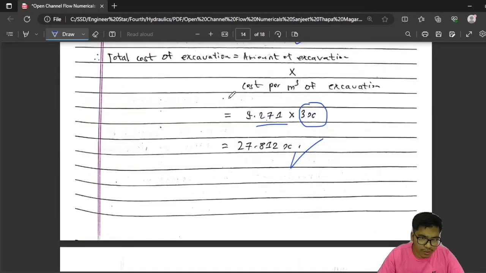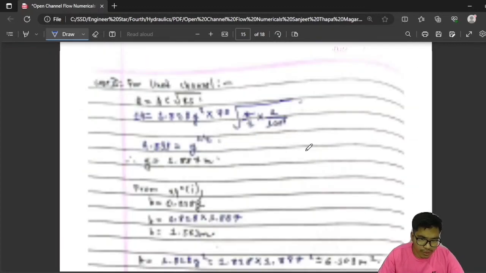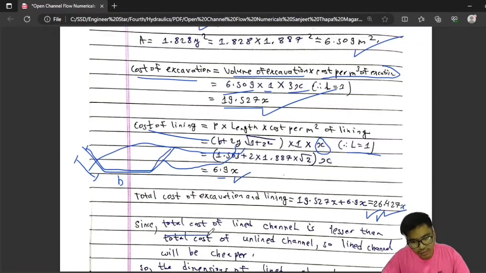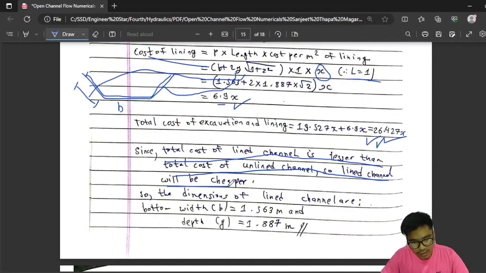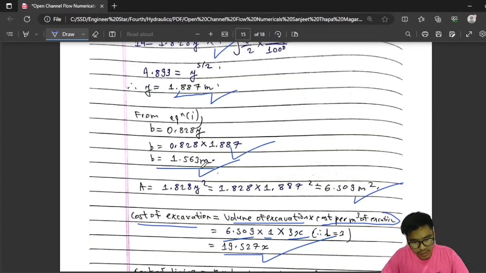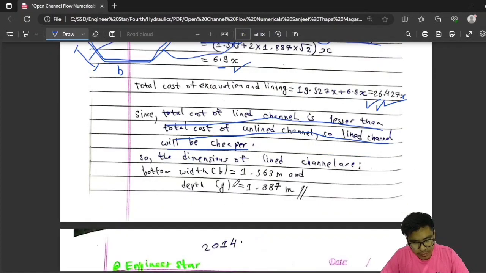In the first case, the cost is 27.8x, and in the second case the cost is 26.47x. So this is less. That means the lined canal is cheaper. Since the total cost of lined canal is lesser than the total cost of unlined channel, the lined channel will be cheaper. So its dimensions are: bottom width is 1.563 and depth is 1.887.